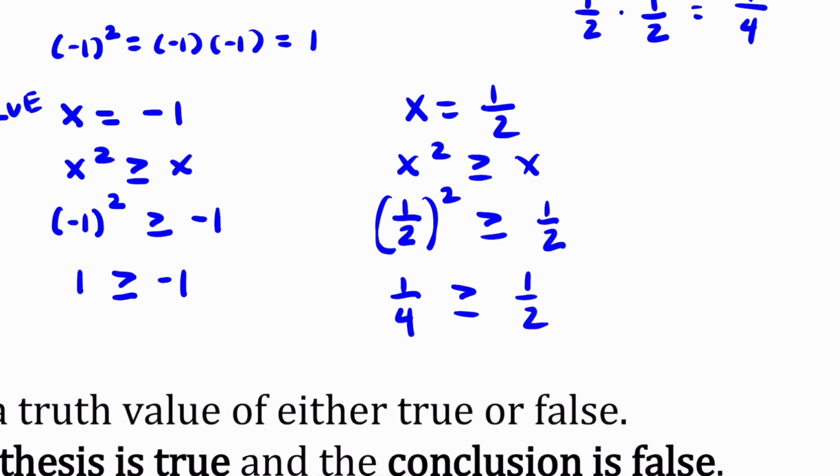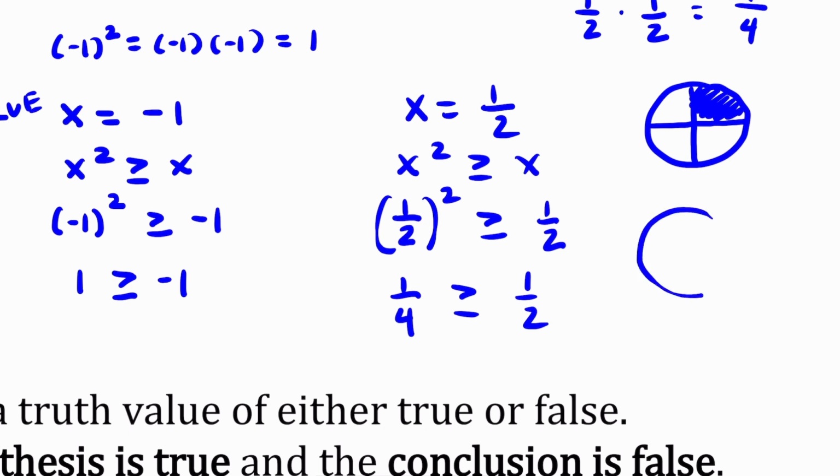Well, let me go ahead and draw a picture. So here's a circle with some slices, and this is a picture showing 1/4 of a pizza. And then over here, this is 1/2. So which one's greater, 1/4 or 1/2? Well, it's going to be 1/2. 1/2 is greater than 1/4. 1/4 is not greater than or equal to 1/2. So this is a counterexample.